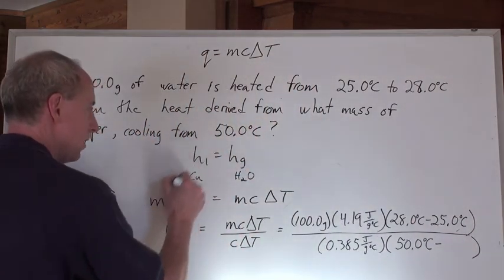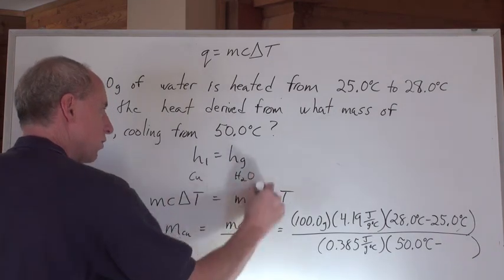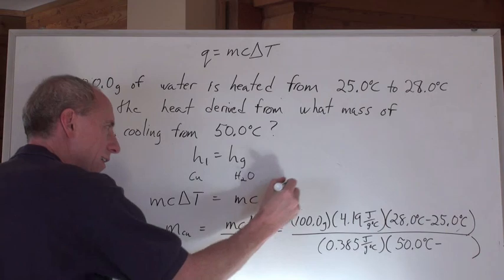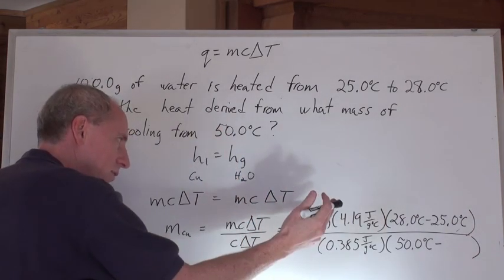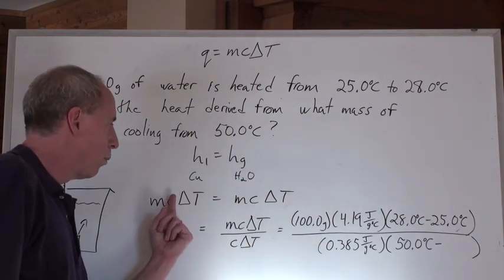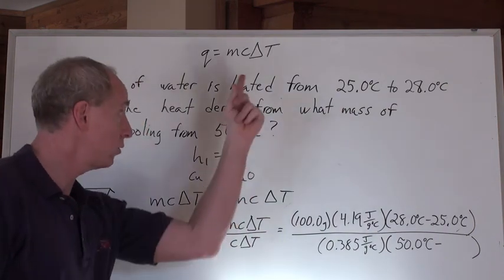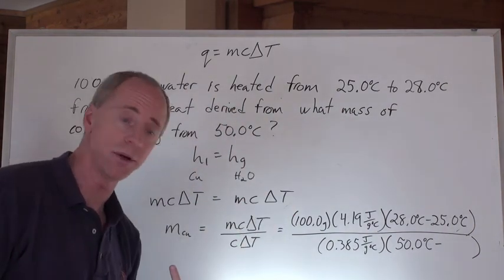So here is the expanded formula for what's going on. MC delta T equals MC delta T, where this side is the copper, this side is the water. Now what's going to happen? Well, when we rearrange this formula to solve for the mass of the copper, which is what the question is, what's the mass of the copper?